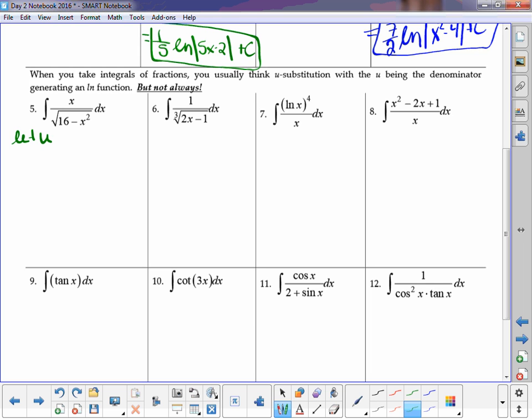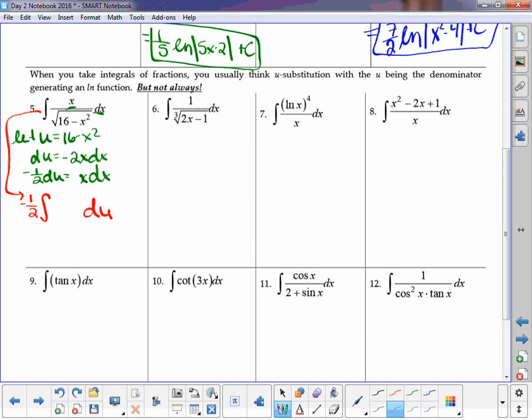So let's let u be 16 minus x squared. du is negative 2x dx. I see an x dx. I need to divide over that negative 2. So negative 1/2 du equals x dx. Questions on that? So now when I go to do my u sub, x dx is just the negative 1/2 du, so I'm going to bring that negative 1/2 out in front, du. And then I have 1 over square root of u. Are we okay with that?